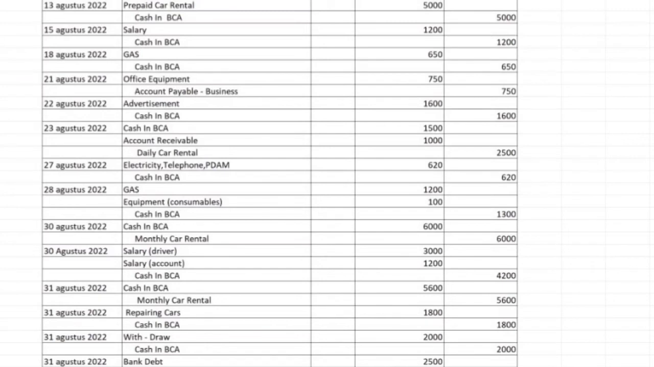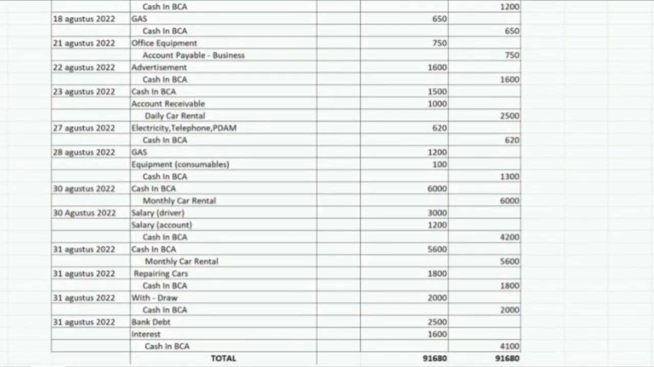Number 21, receiving an advance for use in September. The cash will increase next to the debit of 6,000 and the income of the car rental next to the credit of 6,000. Number 22, paying salary rent. The salary expenses increase on the debit side of 3,000 and for the salary account increases on the debit side of 1,200. And the cash decreases on the credit side by 4,200.